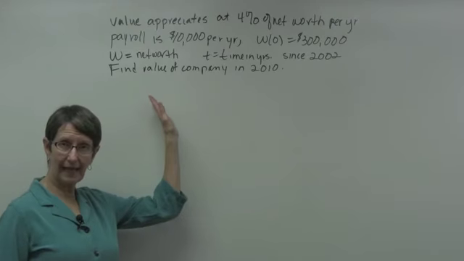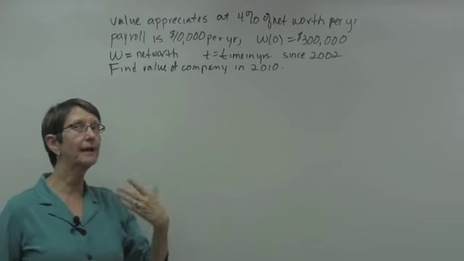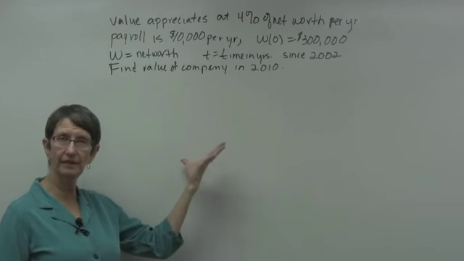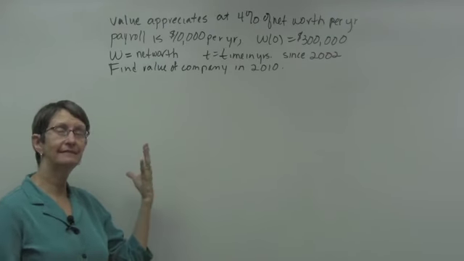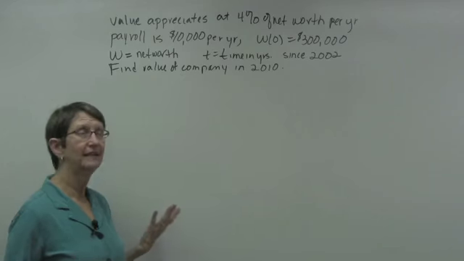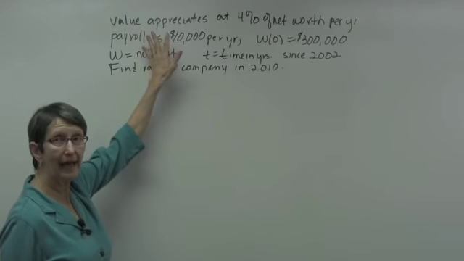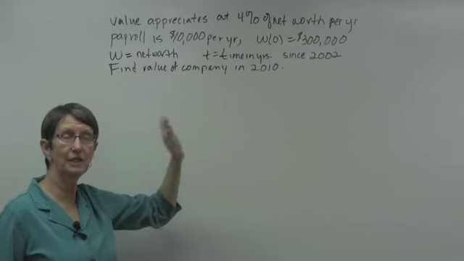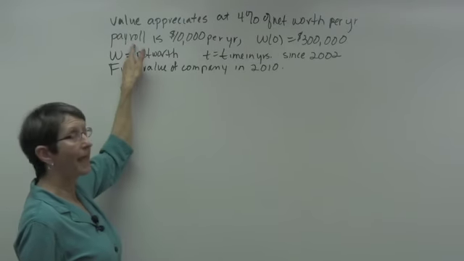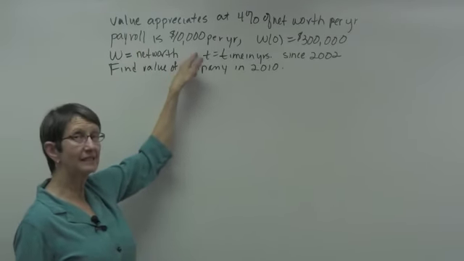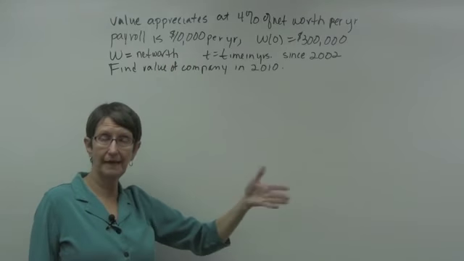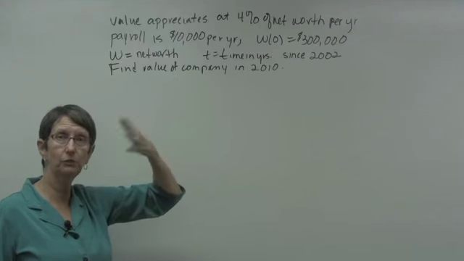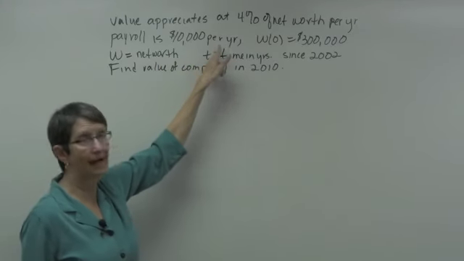So we have an application problem in a section about separable differential equations. So we will have to find a formula that we can then separate and solve. The company that we have appreciates in value at 4% of its net worth each year. The payroll is $10,000 each year, paid out continuously. So we have an income, the company's growing, and then we have a payout.